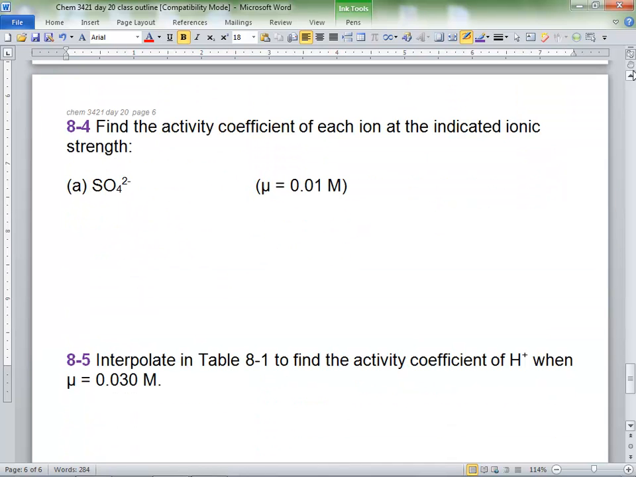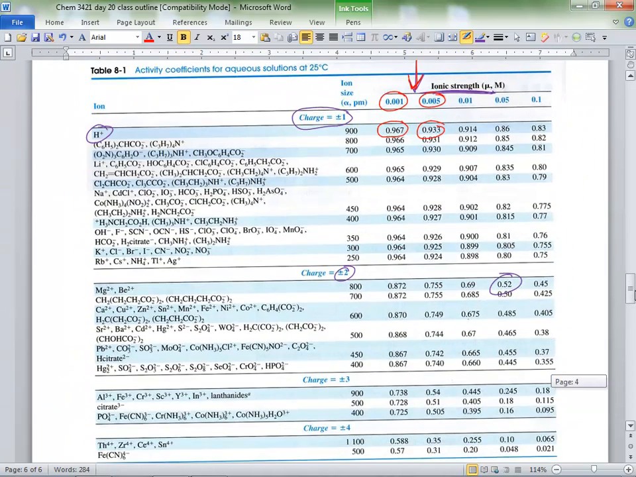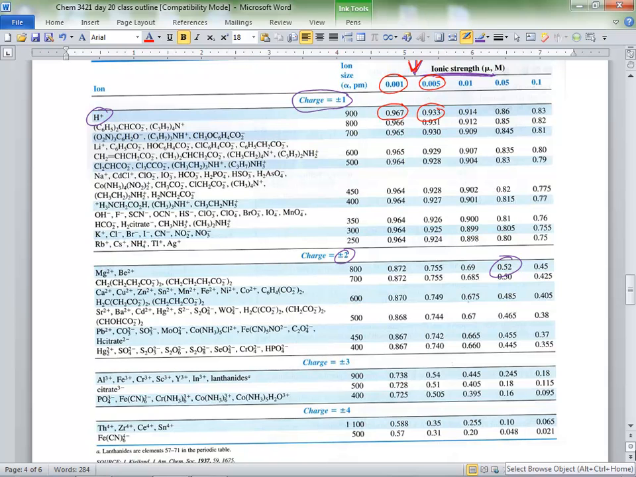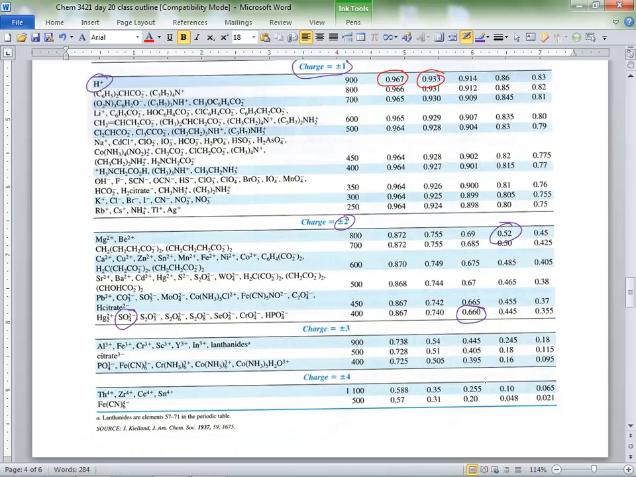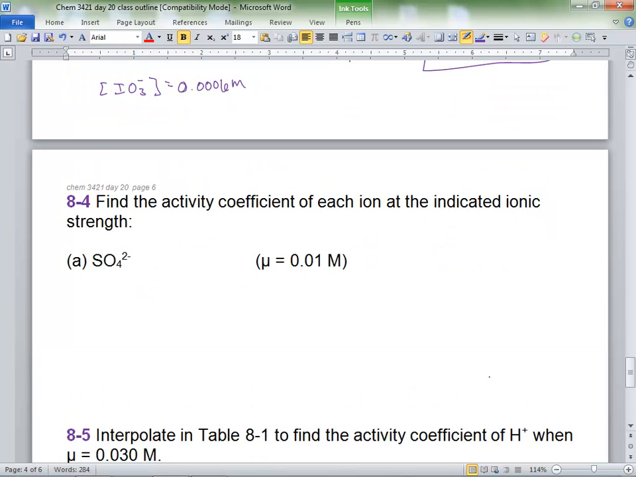Find the activity coefficient of each ion at the indicated ionic strength. You guys don't have a table either, do you? Okay, so memorize this: ionic strength and the ion. Everyone got it pictured in their head? All right, here's your table. Sulfate's at the bottom, should be 2-. I hear 0.66. It's even on the table. Isn't that nice? 0.660. Easy one.